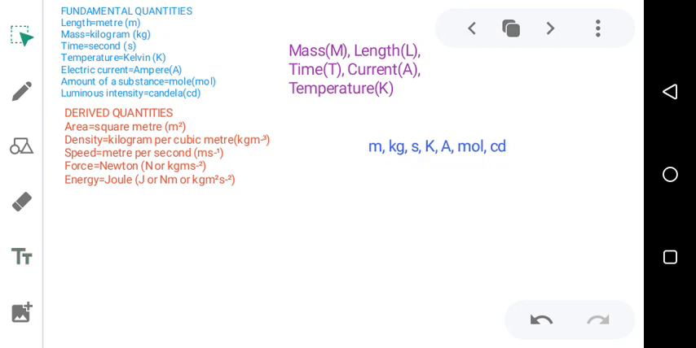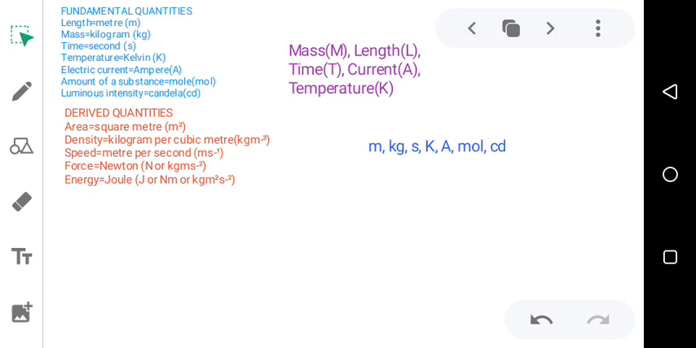Remember, fundamental quantities, they are basic, but derived quantities, they are gotten from what? Fundamental quantities. So fundamental quantities are just stagnant, they cannot be broken down, but derived quantities can be broken down because of the combination of fundamental quantities by multiplication or division.